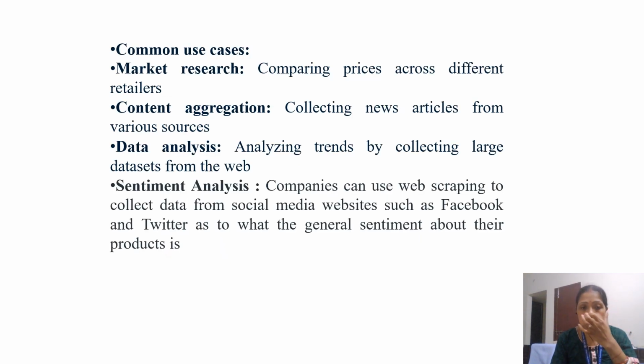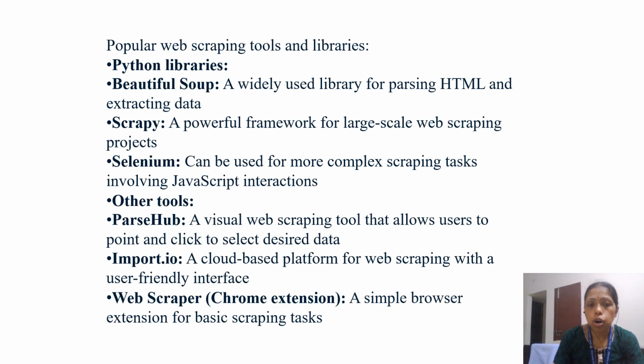Normally web scraping is used for sentiment analysis, content aggregation, and market research, for example if you want to compare various prices across different retailers. If you write simple code, you will get the content from the website. Some of the most important libraries are the Beautiful Soup library, which is widely used for parsing HTML tags and extracting data from HTML, and Scrapy, Selenium, and other tools like import.io scraper. These are the various tools available for web scraping. So you have to know a little bit of HTML, and some libraries which can be used for web scraping.